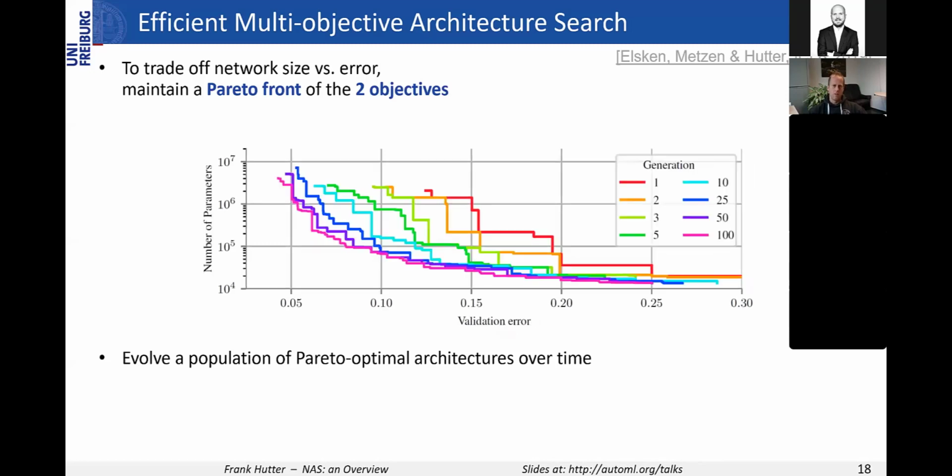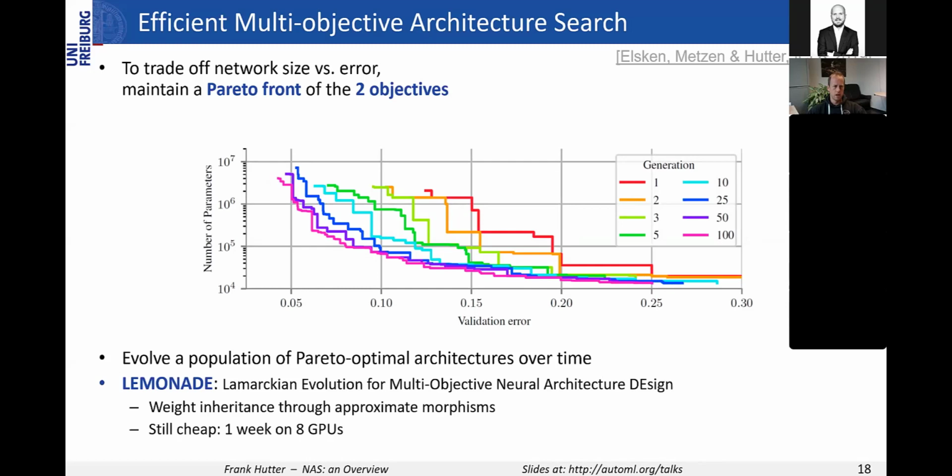And over the course of the run of this evolutionary method, that's precisely what would happen. This Pareto front would move left and downwards to, after 100 generations, give you this pretty dense Pareto front here. And this is implemented in this Lemonade algorithm with Lamarckian evolution for multi-objective neural architecture design.